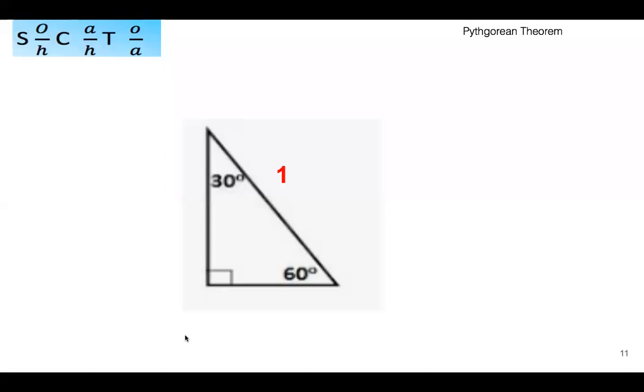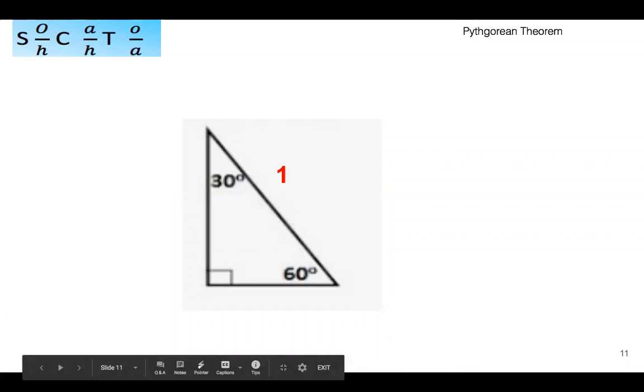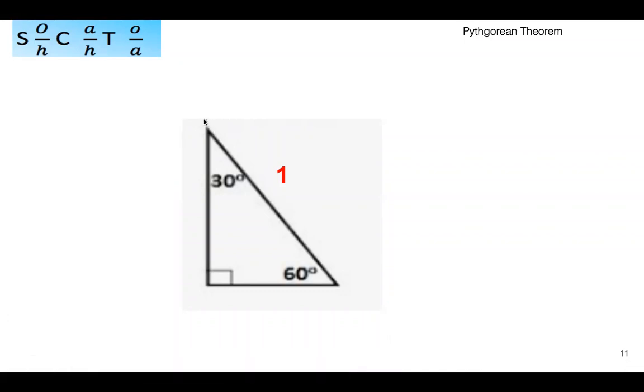All right, y'all. The first thing I'm going to start with is SOHCAHTOA, and I'm going to focus on the 30-degree angle, this guy right here. The next thing I'm going to do is label my sides to apply SOHCAHTOA. I'm specifically focused on sine right now. I know that's opposite over hypotenuse. So let's label the sides.